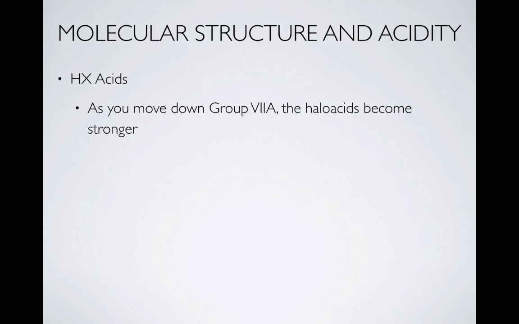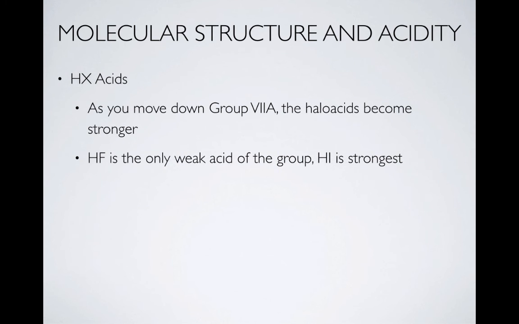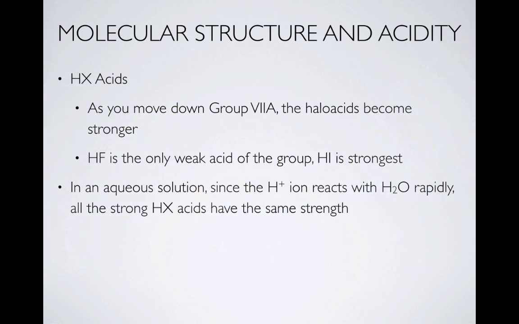So if we look at the trends in acidity, what we see is that as we move down group 7, the halo acid becomes stronger. And if we look at the different strengths, HF is the only weak acid of the group there. HCl, HBr, HI are all considered to be strong acids, and of those, HI is the strongest acid if we're in a solution or in a solvent other than water. If any of those are in water, they're all the same strength. They're considered to be strong acids, and again, HF there is considered to be a weak acid.